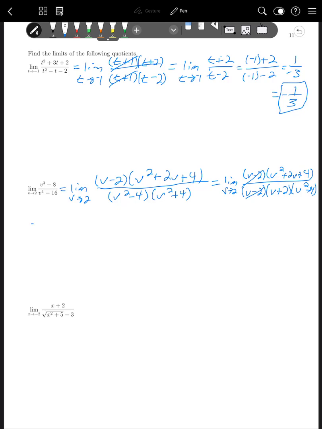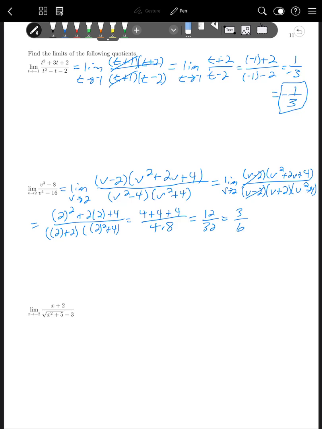Okay, so this would be 2 squared plus 2 times 2 plus 4 over 2 plus 2 times 2 squared plus 4. So that's 4 plus 4 plus 4 over 4 times 8. So this is 12 over 32, which is... no, sorry, that can't be right. 3/8.